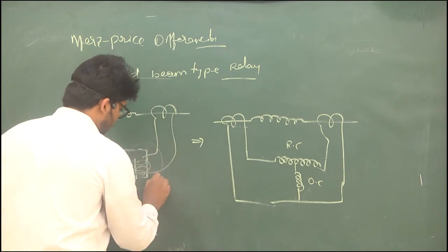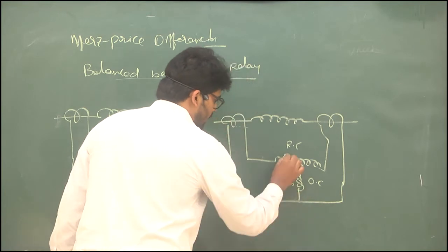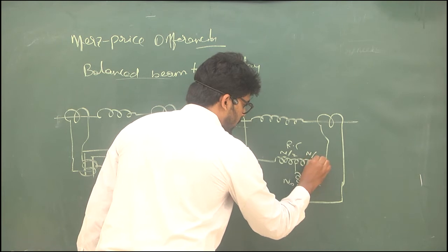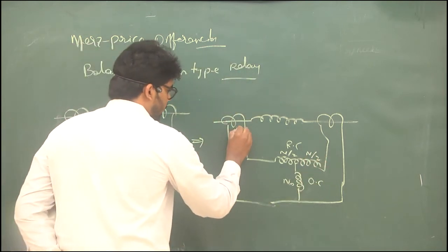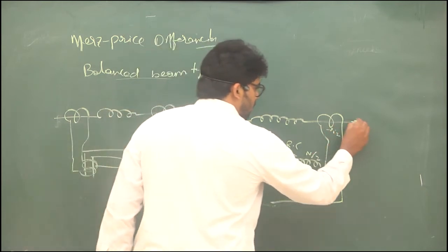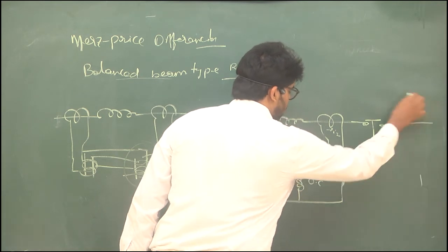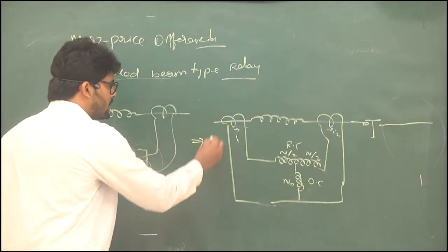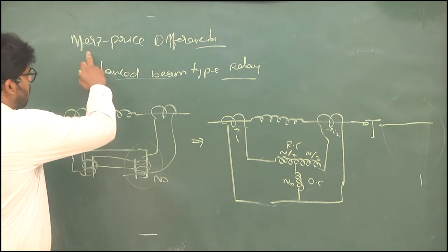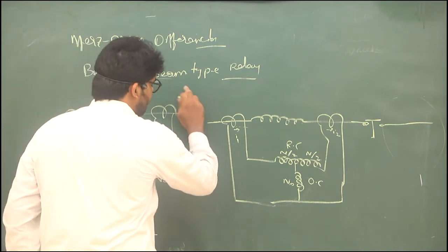For the operating coil, I took the number of turns as N0. I am dividing the restraining coil into two sections, so I name them N by 2 and N by 2. When a fault occurs, this is I1 and this is I2. The circuit breaker will connect, and this gives the signal to the trip circuit. We have to look carefully at how this operation takes place. Before going to the Merz-Price differential relay, we use the balanced beam type relay. This is the basic explanation of the balanced beam type relay.